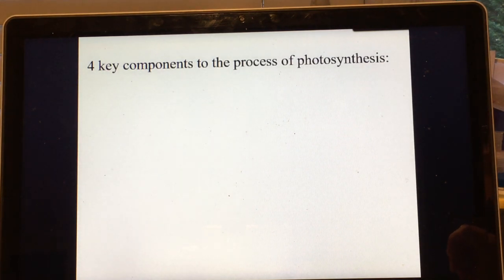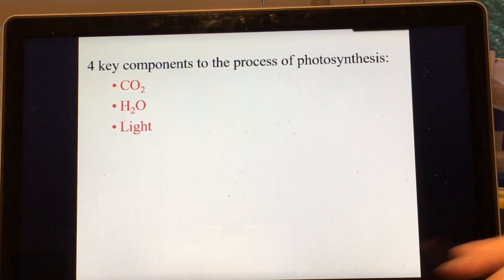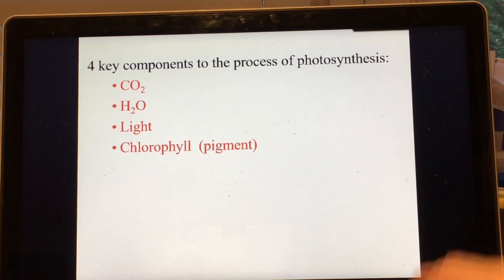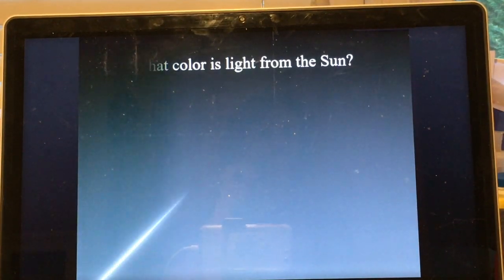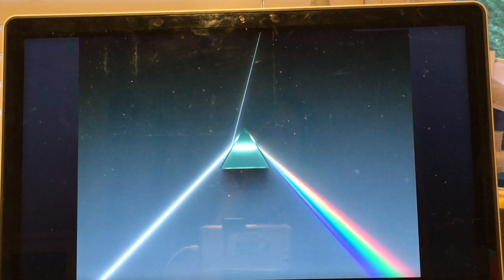So there are four key components that a plant needs to perform photosynthesis. Carbon dioxide is one, water is another, light is another, and chlorophyll, which is the green pigment that absorbs energy. So sunlight, even though it appears to be white to us, actually has all the different wavelengths in the electromagnetic spectrum ranging from red, orange, yellow, green, blue, indigo, and violet.